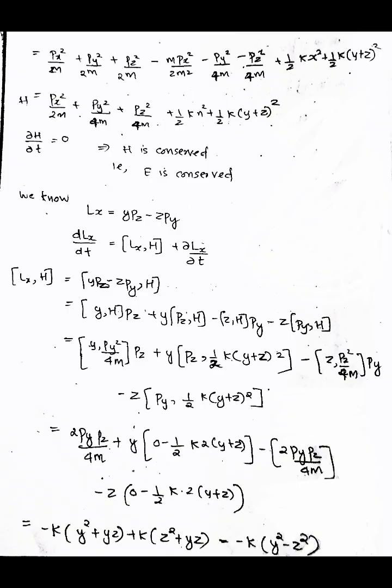We know dou h by dou t is equal to 0. That means h is conserved here. That means if h is conserved here, so we can say that this Hamiltonian is the energy. So that means energy is conserved here.